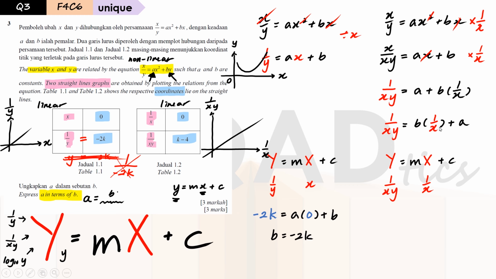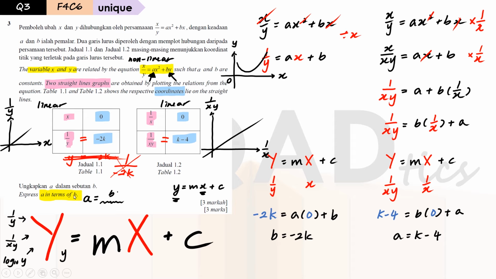Now we have satisfied the axis of the linear graph here, so let us substitute the coordinates inside the equation. Again, 1 over xy here is equal to k minus 4. So the entire thing here, we need to change it to k minus 4. And for the 1 over x here, we need to change it to 0. If you simplify, this time b disappears. So there's only a, and a equals k minus 4. Now we have the values of a and b already.